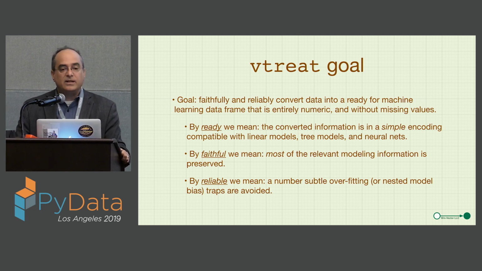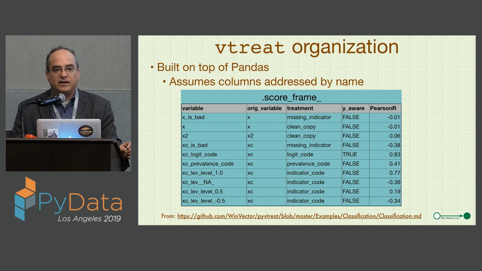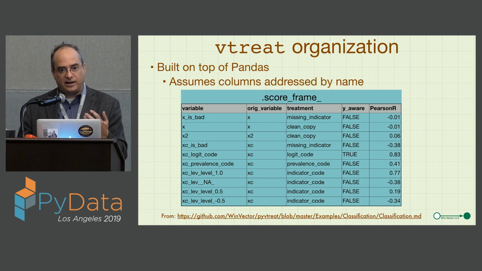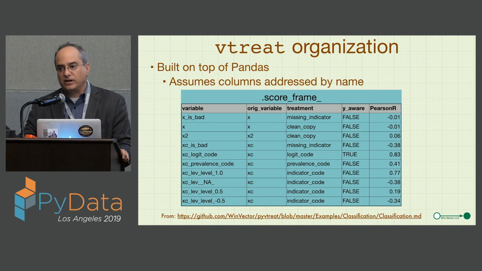And by reliable, we mean it doesn't introduce additional problems on its own, in particular the nested model or stacked model bias; it has a very sophisticated cross-validation method to make sure we don't run into that. The main benefit of vtreat is it's built on top of pandas, so it reasons in terms of column names, which, given our R background, we like. And what it gives you also, which using one-hot encoder alone doesn't, is a concordance between the original variable names and the new variable names.